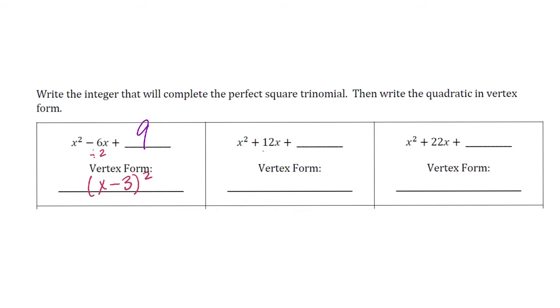Same thing for the next one. We're going to divide by 2. So we get x plus 6 as my vertex form. 6 squared is 36. Divide by 2, we get 11. x plus 11 squared, 11 squared is 121. Hopefully you're getting the hang of this with more practice. Hopefully you tried these before watching this video.